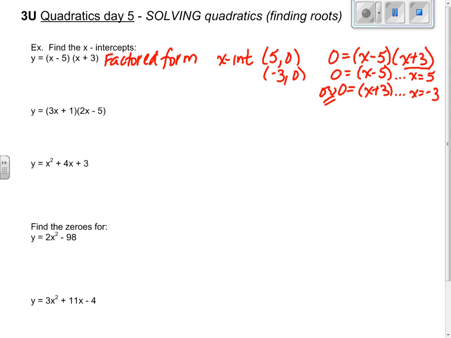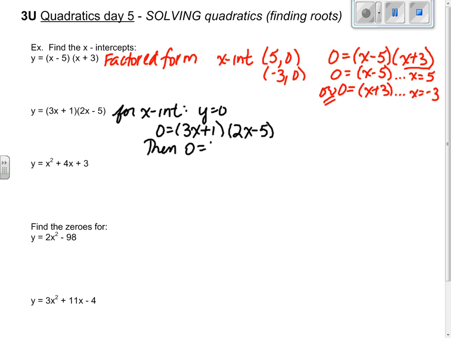The second one is also in factored form. If we want our x-intercepts, which are a little trickier when they're like that, we're doing the same process in our heads. We are saying for x-intercepts, y is always equal to 0. So if I set that equal to 0, then I have 0 equals (3x plus 1)(2x minus 5). Then it would be true that either the first bracket is equal to 0, or the second bracket would be equal to 0 for me to get a 0.